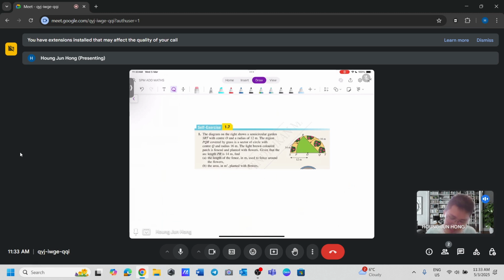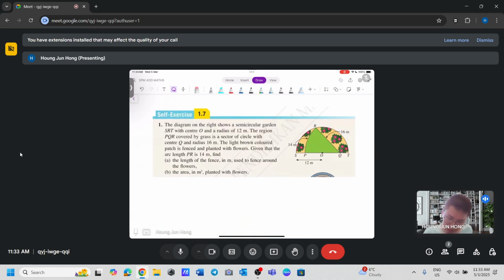Once again, let's go through this question together. This is a garden, with a center. The radius is 12 meters, as seen over here. PQR is a grass region, and it looks very green like grass. The center is Q and the radius is 14. Again, sorry, not radius.